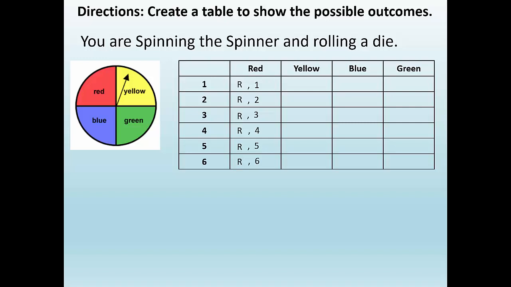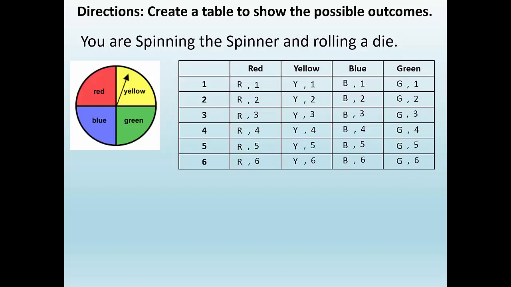Now we go to our yellow column. Yellow was a possible outcome on the spinner, so I could get yellow for any of these events in this column. And then notice the 1, 2, 3, 4, 5, and 6 roll right across, so we have a list of outcomes. Next column, blue. Every response in this column is going to be blue. And then again, we carry over the 1, 2, 3, 4, 5, and 6. In our last column, every response is going to be green. And then again, we carry over our 1, 2, 3, 4, 5, and 6.